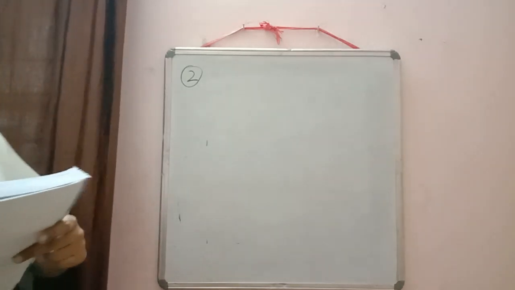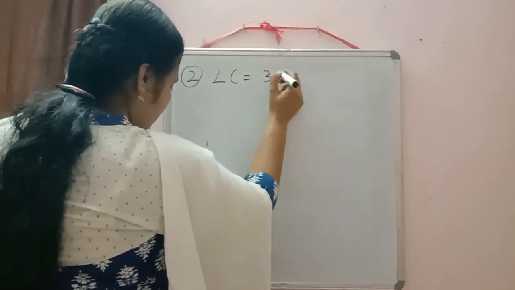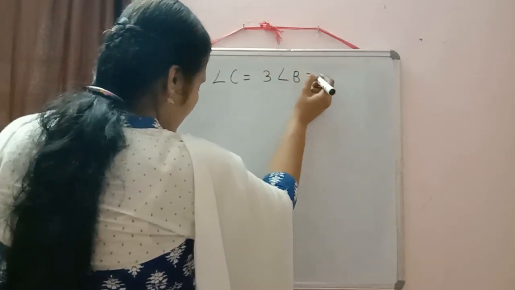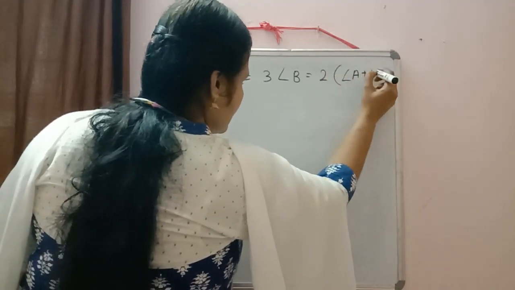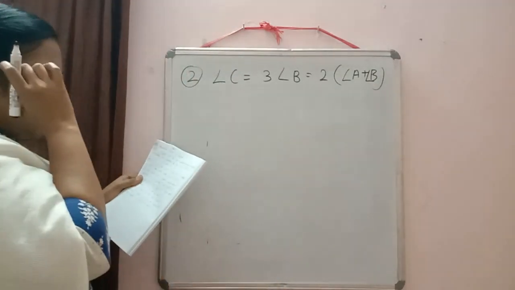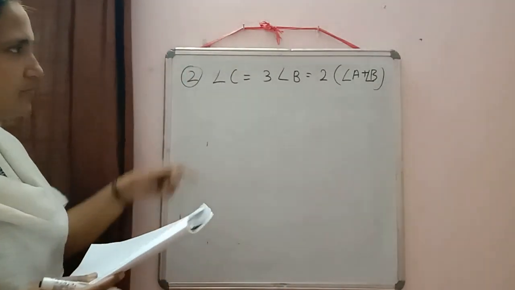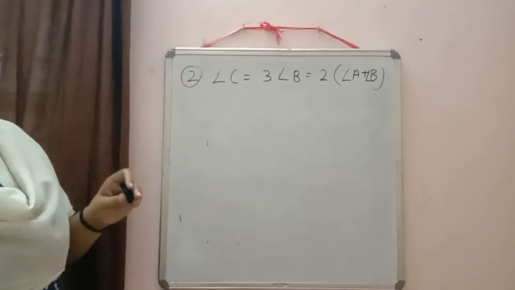Next question: in a triangle ABC, angle C is equal to 3 into angle B, which is equal to 2 into angle A plus angle B. Find all the three angles. I am not writing the question there. This question is given in your NCERT textbook and this is the condition given.